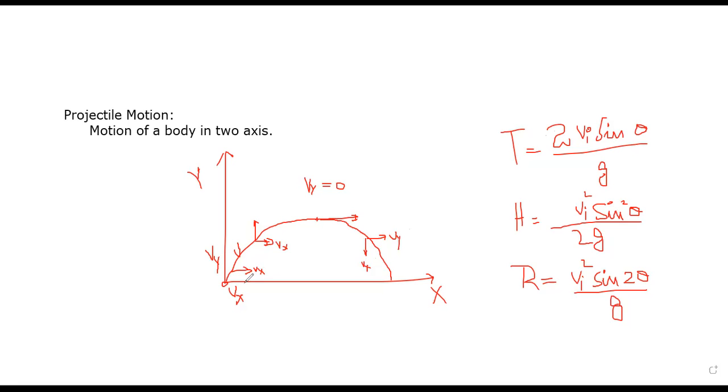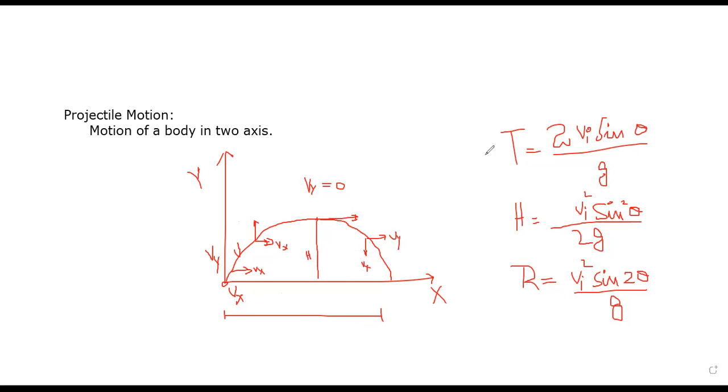The time of flight is the total time required by a body following this path from the point of projection to the point of landing, that is 2 initial velocity sine theta over g. The height is the maximum summit point the body has reached, calculated using the second equation of motion: initial velocity squared sine squared theta divided by 2g. The range is the maximum distance a body covers along the x-axis, given by v_i squared sine 2 theta divided by g.